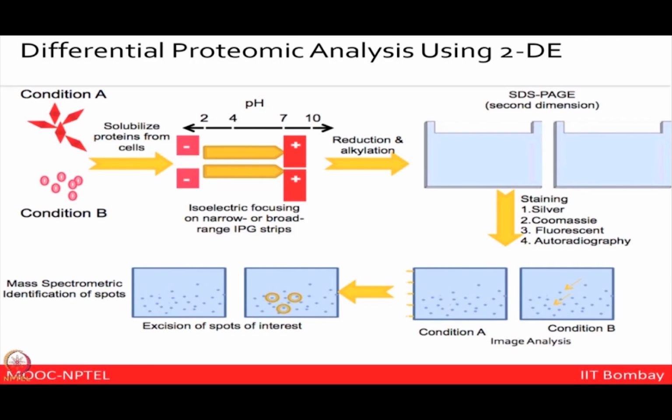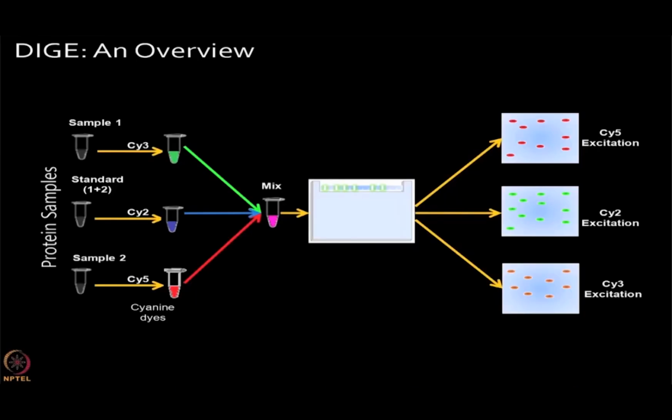While this is all a very straightforward, very nice technology, because of the reproducibility issue, because of the running artifacts, the low throughput, and the protein coverage issues, a new technology was much easier to accept, that was DIGE technology, which is difference in gel electrophoresis, especially for quantitative proteomics. So, in this particular technology, let us say you have two samples for condition A and condition B, which you want to compare. You can now label them with Cy3 and Cy5 dyes.